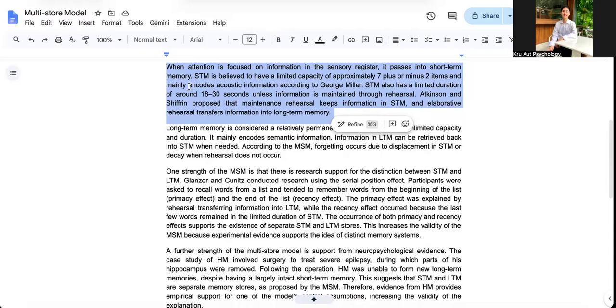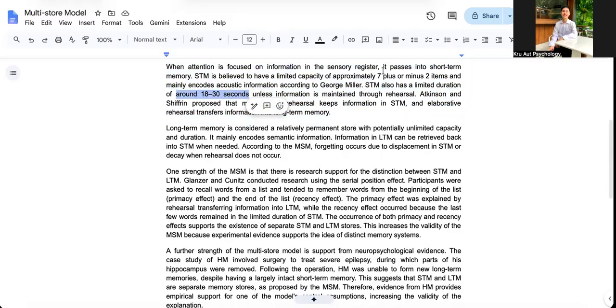So just be aware about that. Then short-term memory also has a limited duration of around 18 to 30 seconds, unless information is maintained through rehearsal. See the range around 18 to 30. So don't just say 18 seconds or 30 seconds. It's a range. And why is that?